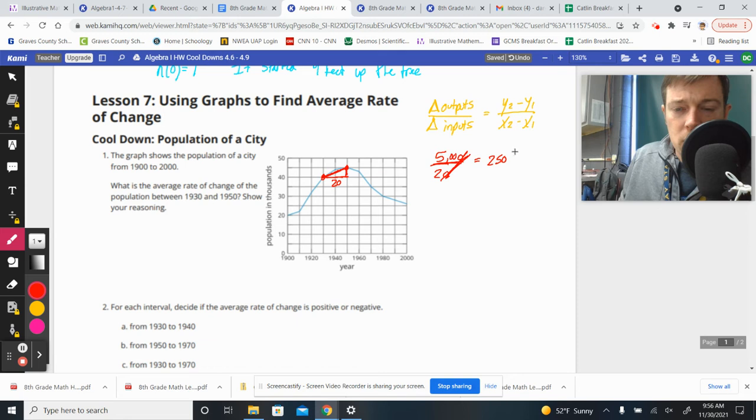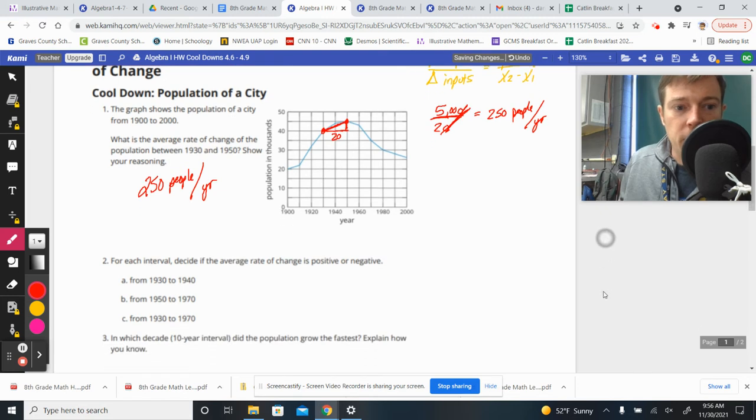We would write it like this: people per year. So the population in this city is growing about 250 people a year. My reasoning is over here, but we're going to write our answer of 250 people per year. That is the average rate of change between those 20 years. All right, so let's do these other intervals.